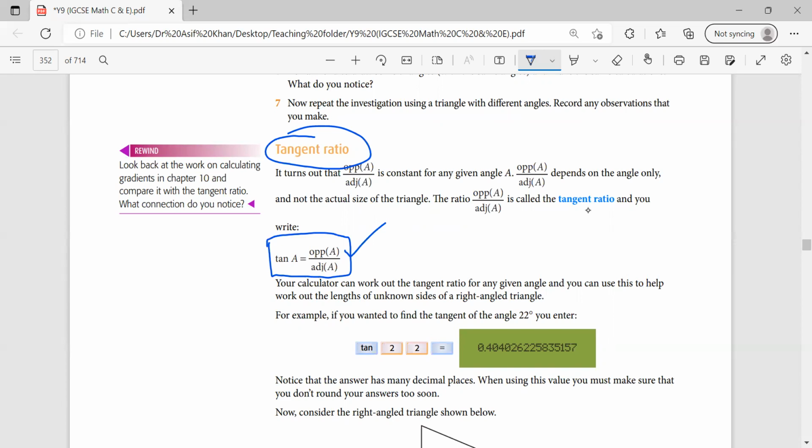Yes, Abdullah, you also? Note down that formula. Tan A is equal to opposite of A over adjacent of A. Why do I use this capital letter A? It means this is the angle we are talking about. Okay, note down.